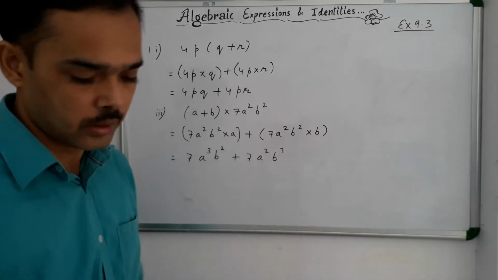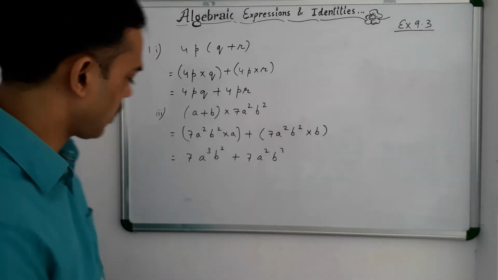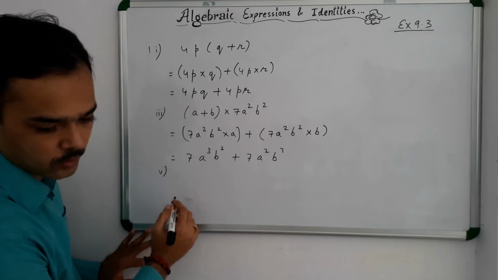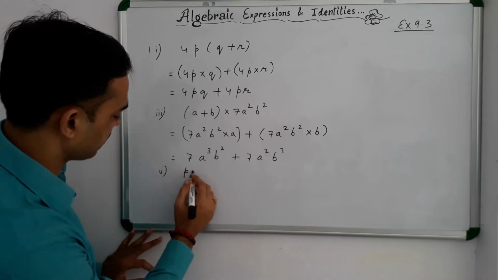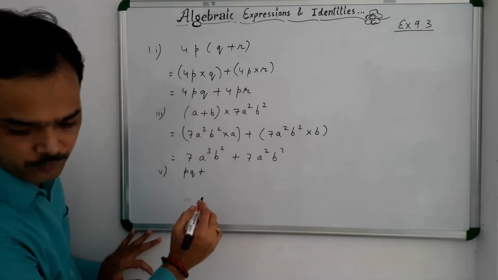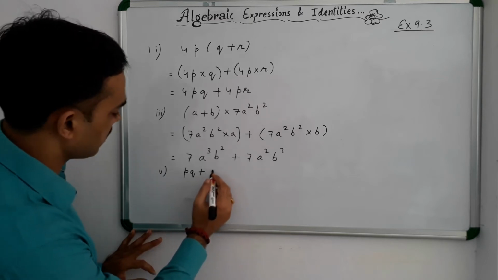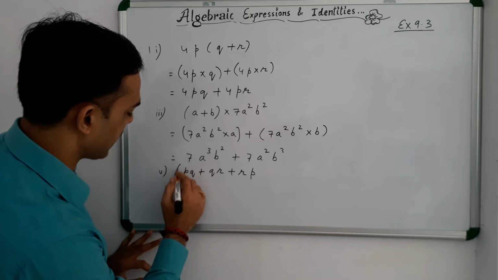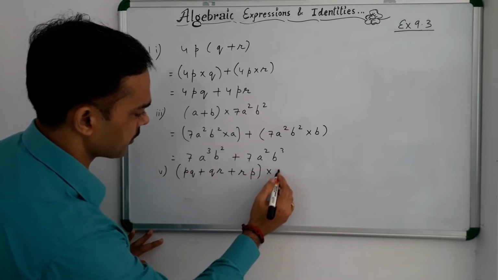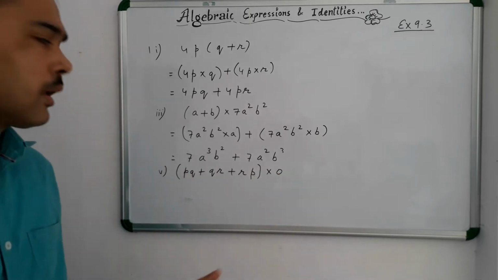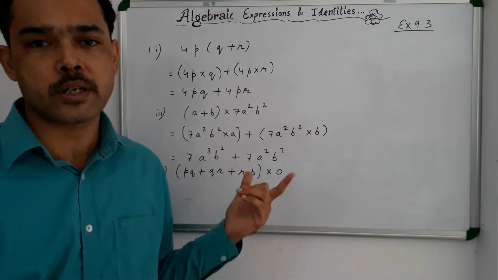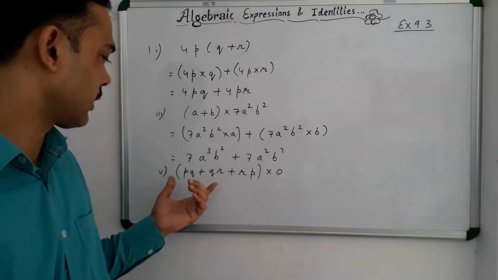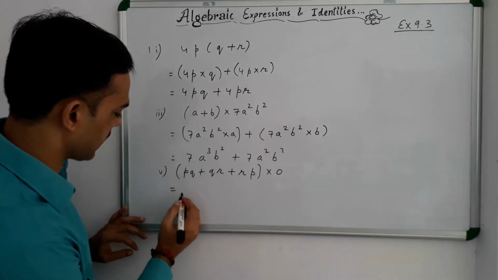Now after this third part, let us move on to the fifth part. In the fifth part, the question is PQ plus QR plus RP. This has to be multiplied by 0. Now you know that any number which gets multiplied by 0 is always 0. So over here you can mention 0 as your answer.